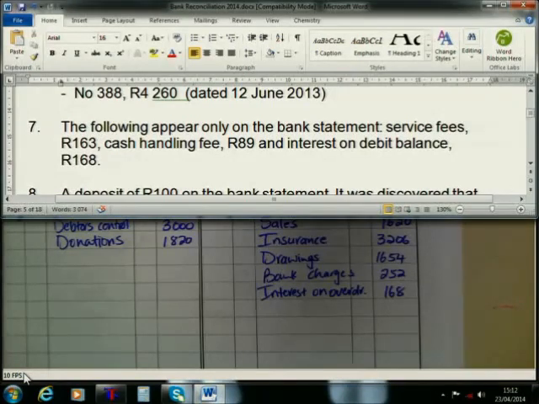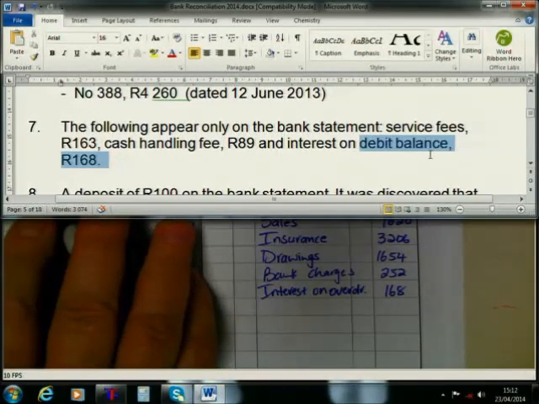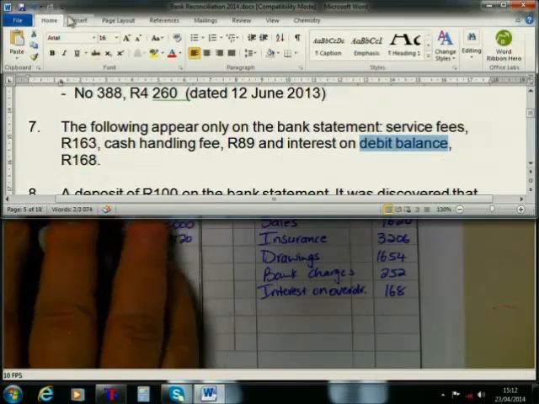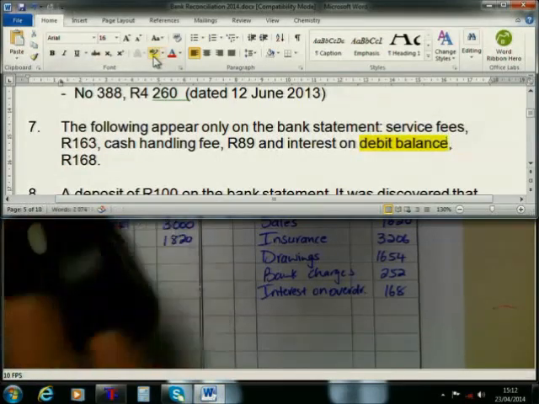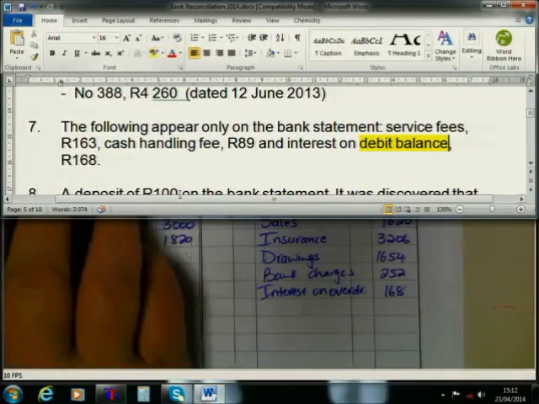Remember that interest on a debit balance means a minus balance on your bank statement, and that means that it's interest on overdraft. We must pay interest because we are in an overdraft, and that's not part of bank charges.